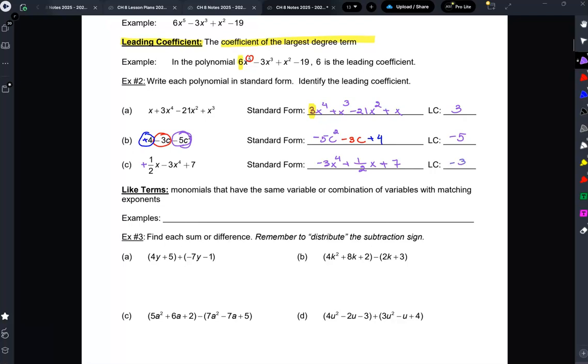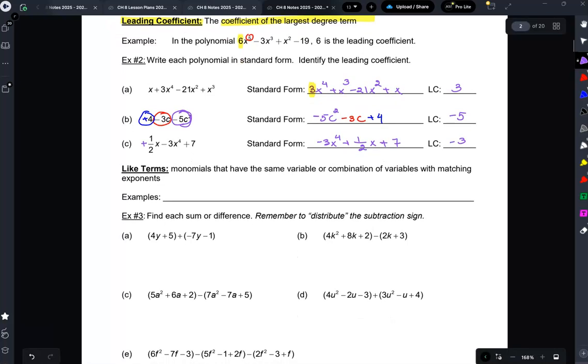Now, like terms are monomials, you guys already know this, that have identical variables or the combination of variables with the same exponents. Like they're legit identical. Okay, so take a look at this one. 3x squared plus 5x squared. Do you see how the variables are x squared, identical? Those are like terms. We combine them and it becomes 8x squared.